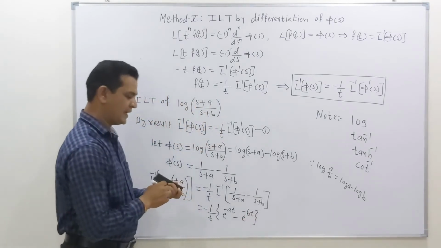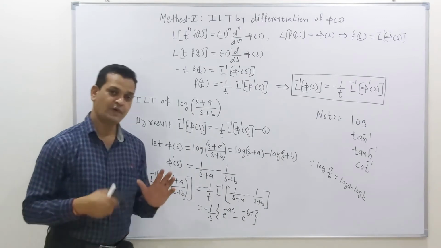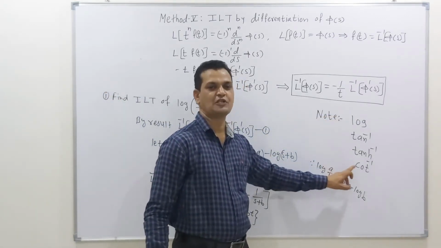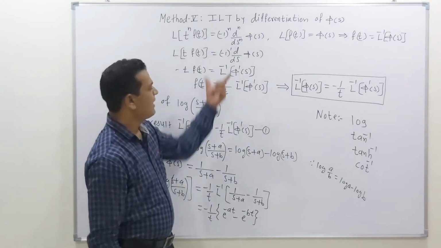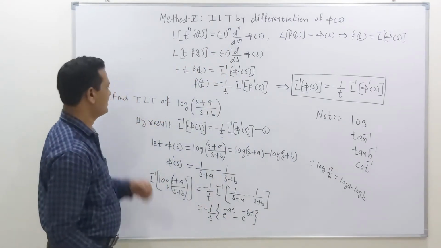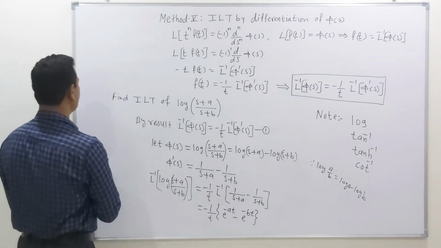So in this way we can easily get the answer for finding the inverse Laplace transformation. Once again I will repeat, whenever a log, tan inverse, hyperbolic tan function or cot term exists, then apply this concept for finding the inverse Laplace transformation. So friends, this is the first example. Now let's take the second example.